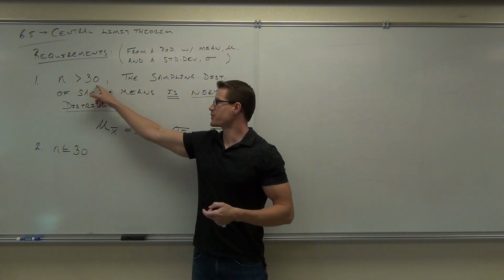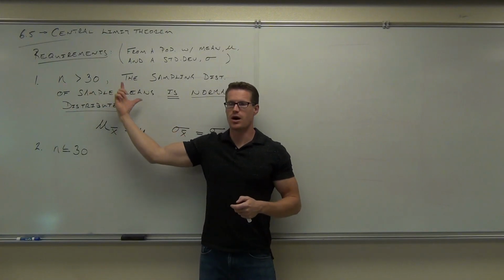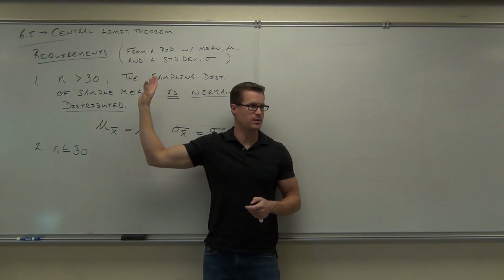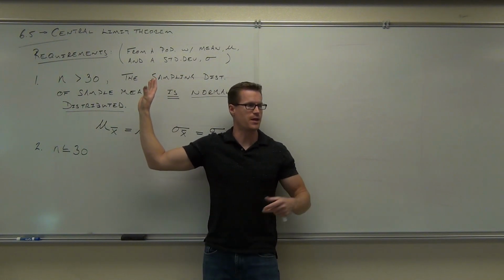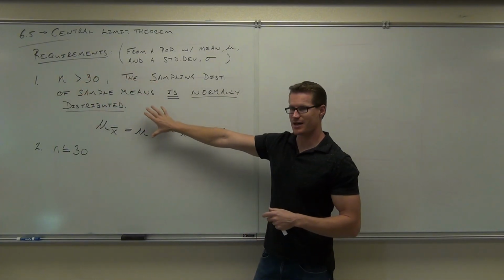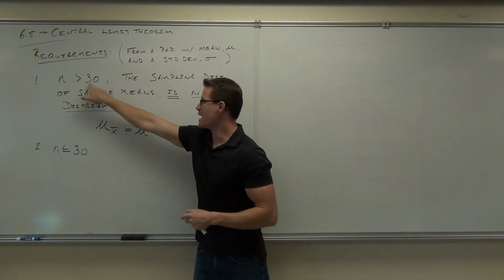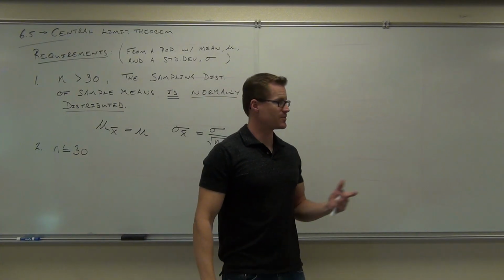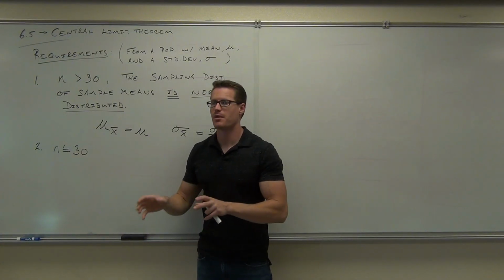If n is greater than 30, I told you this is going to be an automatic truth. No matter what your population looks like, this will happen. Nudge me if you agree, or if you're with me on that. No matter what, if that happens, this stuff happens. You got it? If this doesn't happen, we have to make another claim. You have to actually say something about the population.